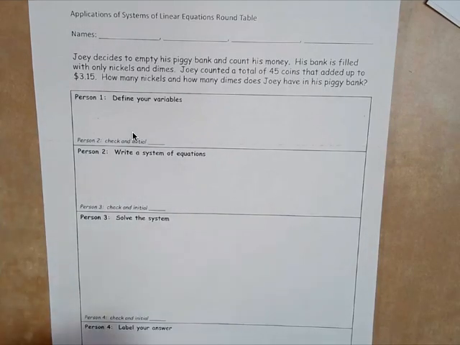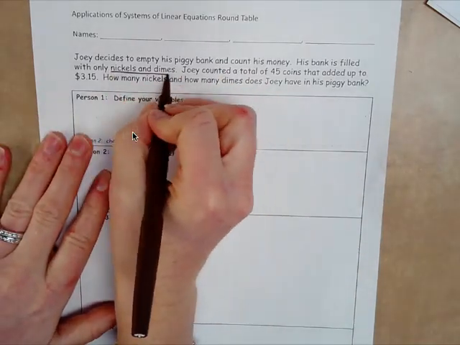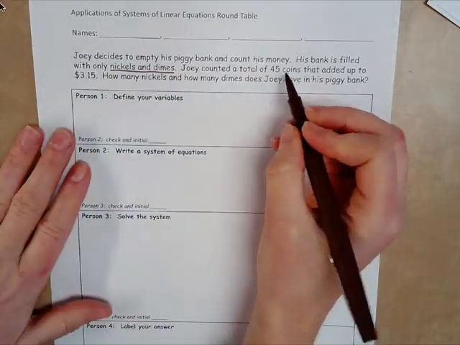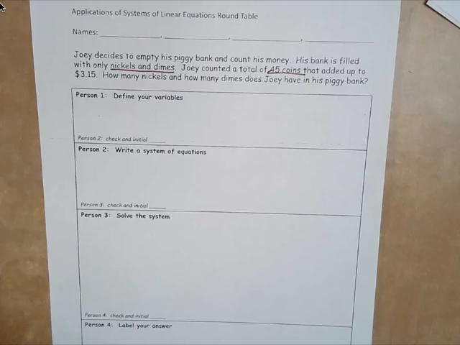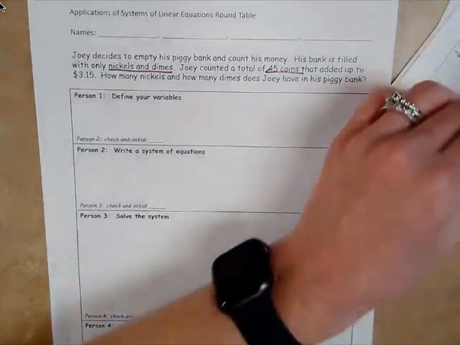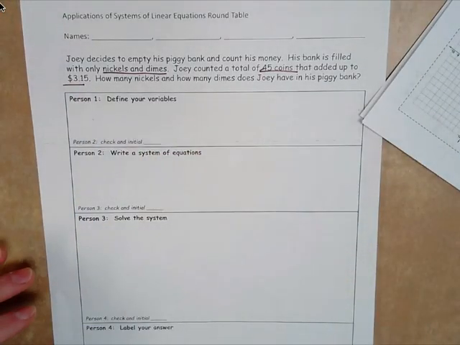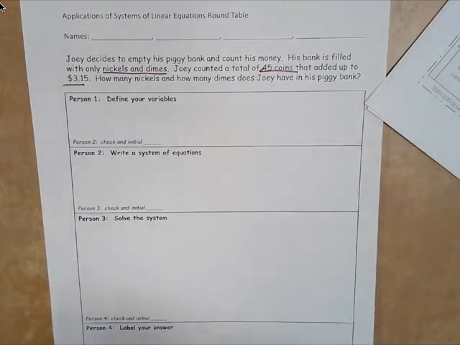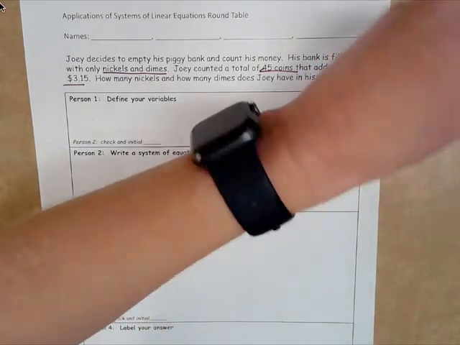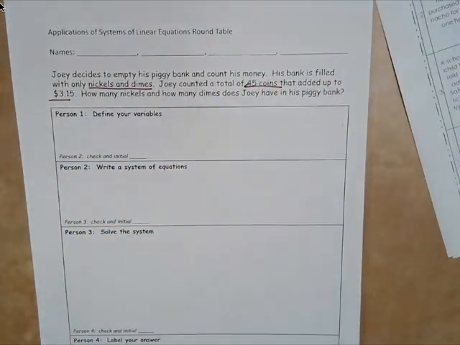So number 1 says, Joey decides to empty his piggy bank and count his money. His bank is filled with only nickels and dimes. Joey counted a total of 45 coins, so underline or highlight important information. And then it adds up to $3.15. How many nickels or how many dimes does he have in his piggy bank?